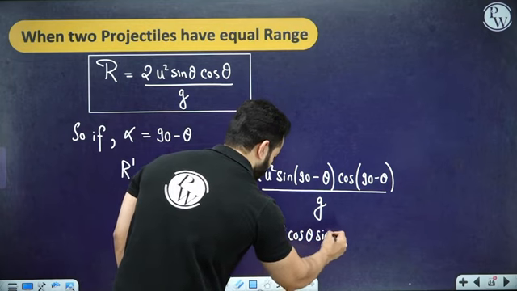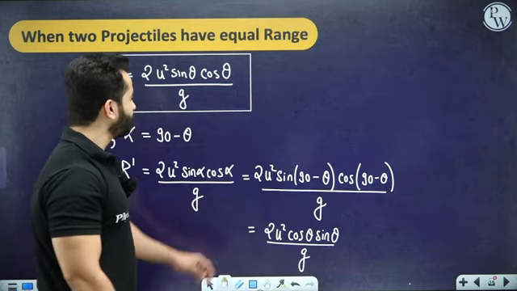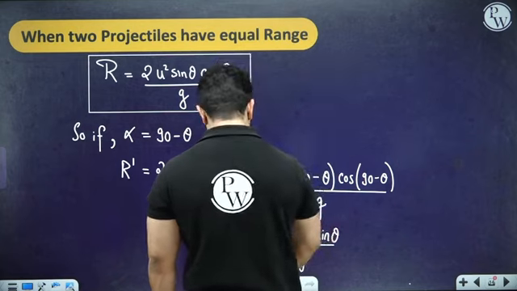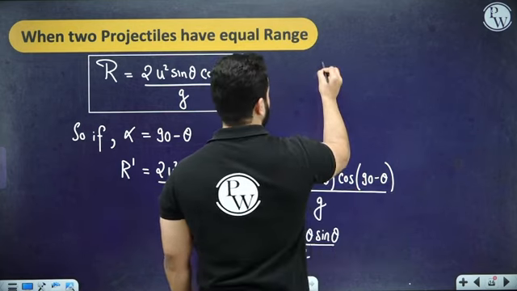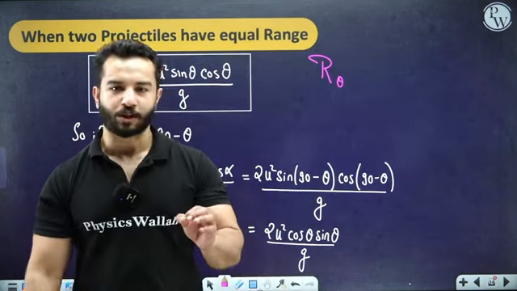This is the only thing that you need to remember. Obviously, you don't have to do all of these things. You just have to remember that range, for the only thing that you can write over here is that range that we get for a certain projectile.